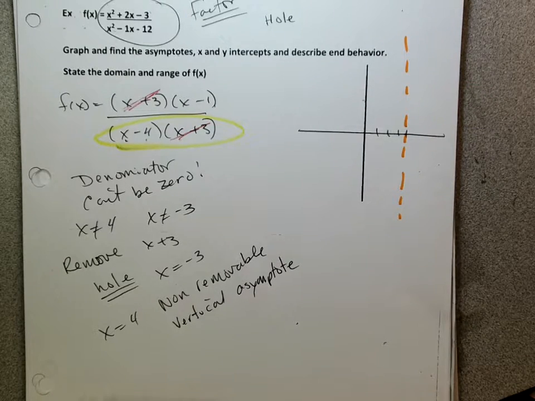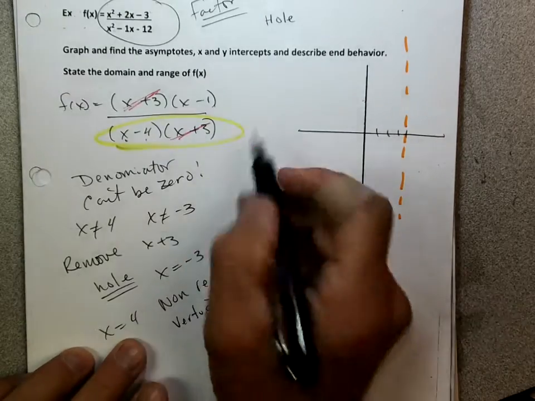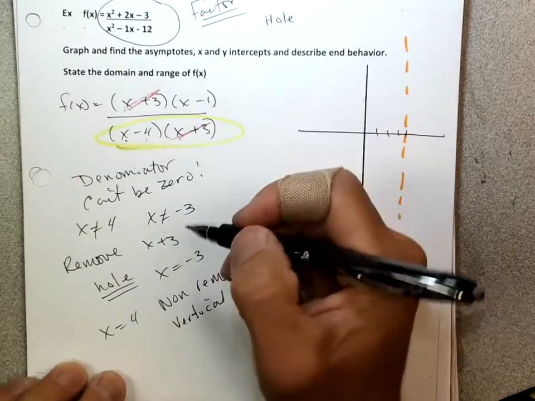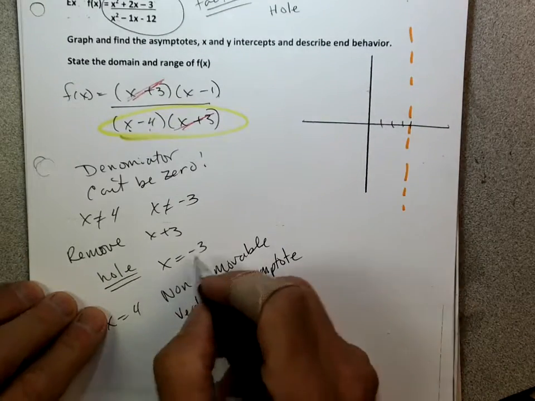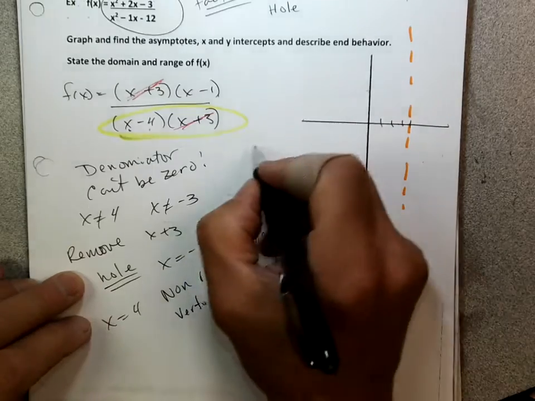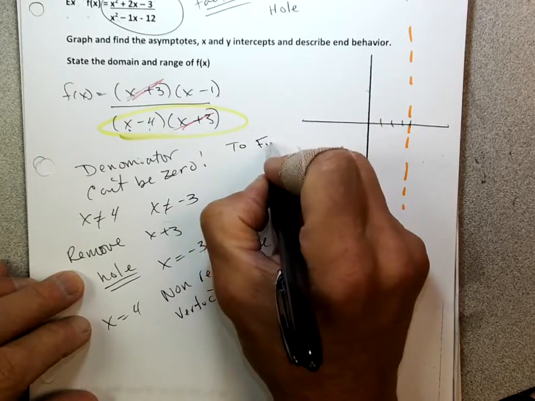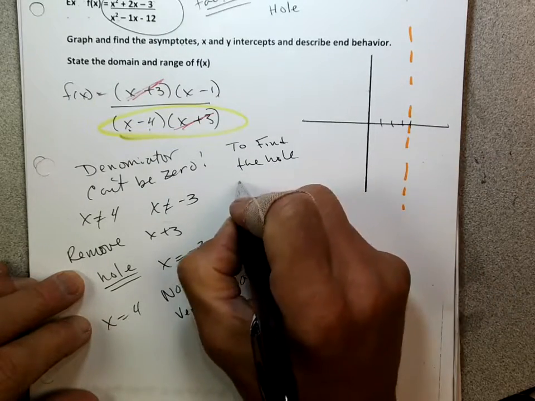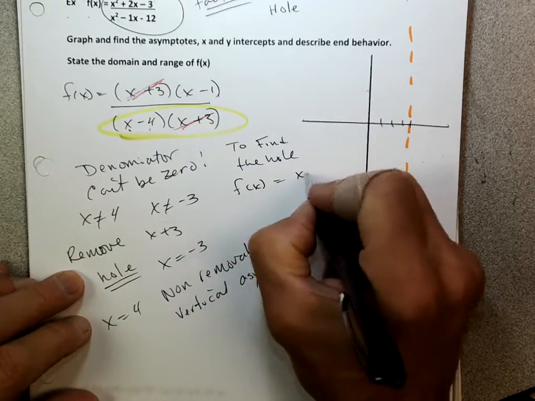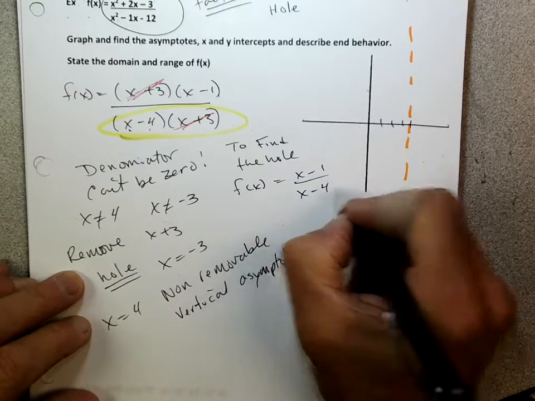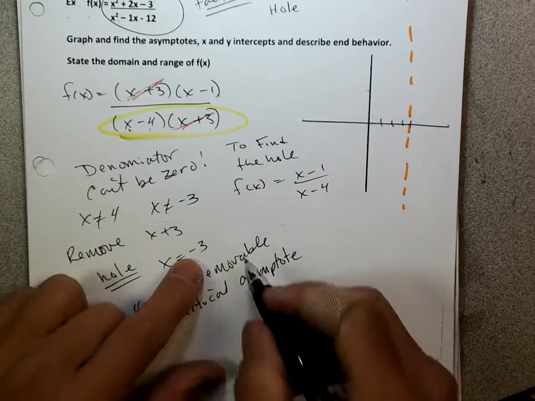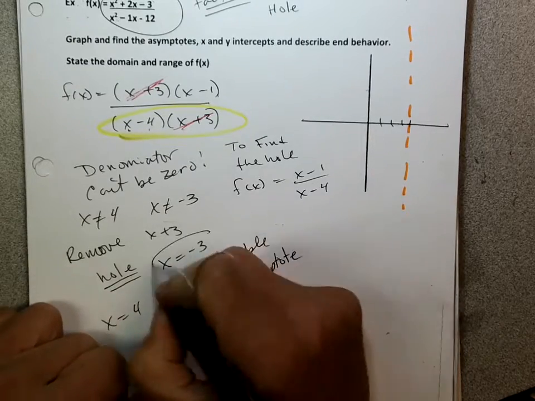Now my hole, where is my hole? Well, you can't plug the negative 3 into this equation. But if you cancel it out, you will be able to. So to find the hole, let's cancel. Let's change this problem to f of x equals x minus 1 over x minus 4. And now I can plug in, no, not the 4. I can plug in the negative 3. My bad. I can plug in the negative 3 because that's where my hole is.